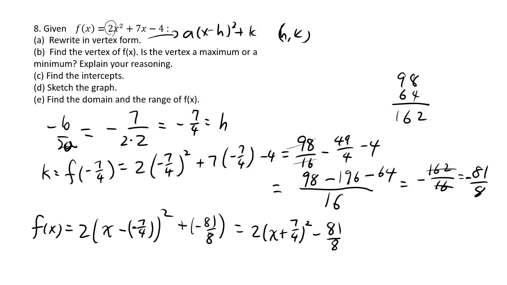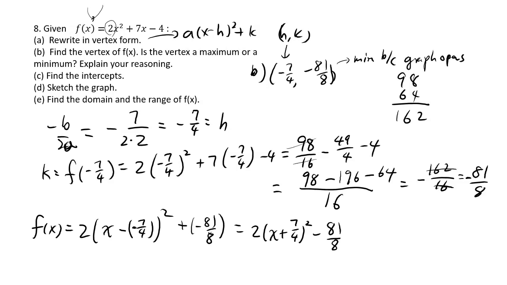Okay, so that's the vertex form. And our vertex was (-7 over 4, -81 over 8). So that's the answer to part B. It says asking for the vertex. And because this time x squared is positive, the graph will be opening up and the vertex will be a minimum, because the 2x squared says the graph opens up.